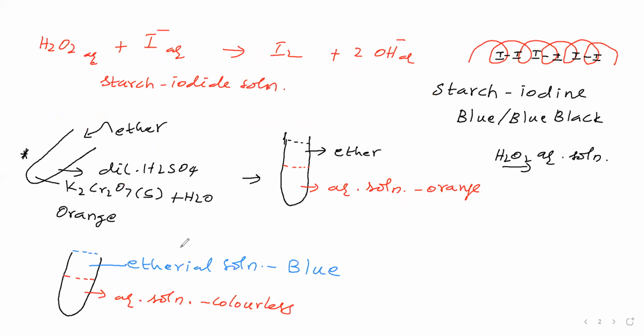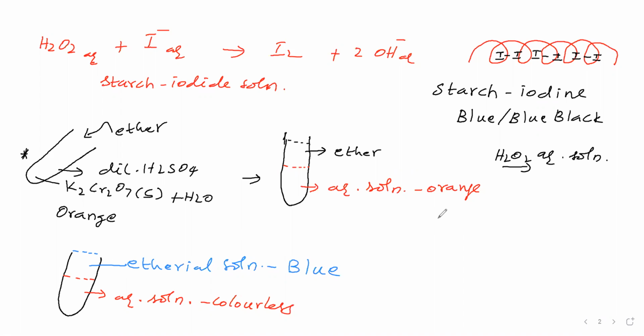Now here what we have done in this test: we have taken aqueous solution of potassium dichromate, then added dilute sulfuric acid, then ether, then hydrogen peroxide solution. We shook the contents very well, then reaction took place. Potassium dichromate becomes CrO5. That CrO5 went to the ethereal solution. Therefore the ethereal solution exhibits blue color, and the aqueous solution is colorless. It is a test for hydrogen peroxide.